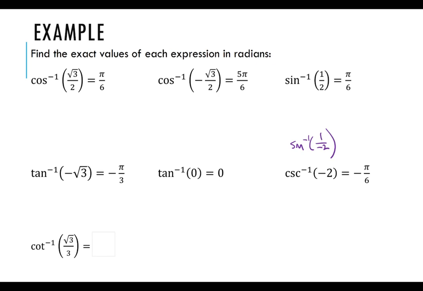Then, cotangent inverse of root 3 over 3. Once again, what's that going to be? That's the exact same thing as tangent inverse of 3 over root 3, or, of course, that's tangent inverse of root 3. And so that's going to be in quadrant 1. And so in quadrant 1, that's pi over 3.